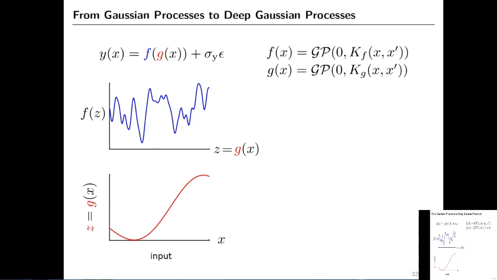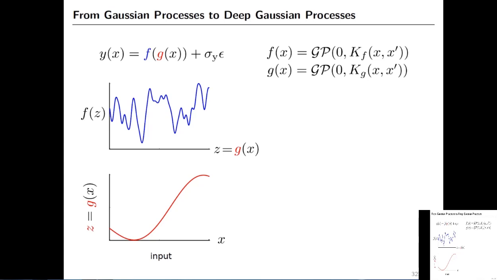So here's an example of why this will do automatic covariance design, kernel design for us. Here's the input down here. Here's a random draw from a Gaussian process G. That maps the input to some intermediate variable that I call Z, which is just G of X. And then that goes as the input into this function at the top, which produces F of Z. So this is just a picture of this first mapping down here, and F of G of X is the second mapping at the top here.